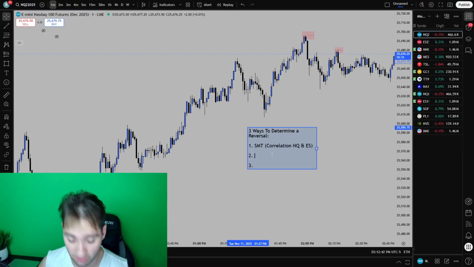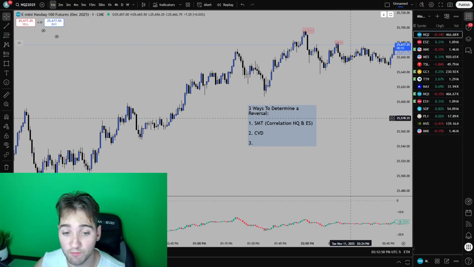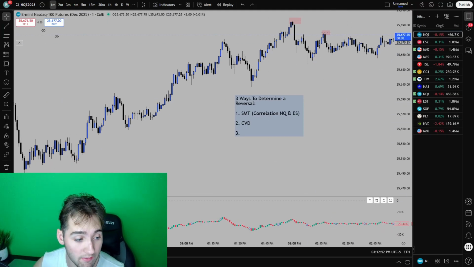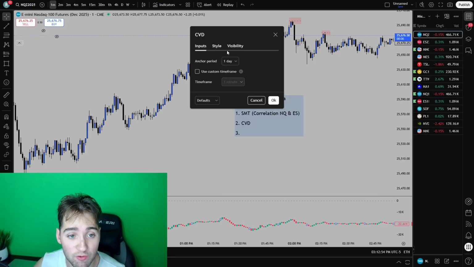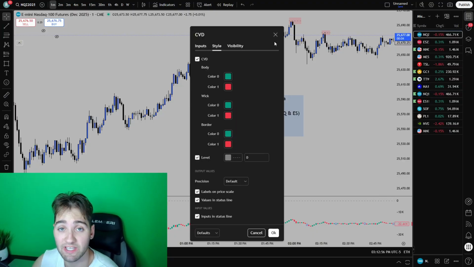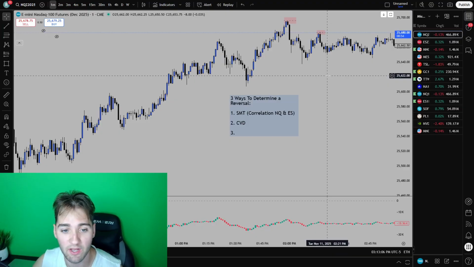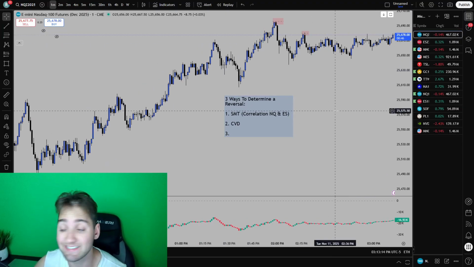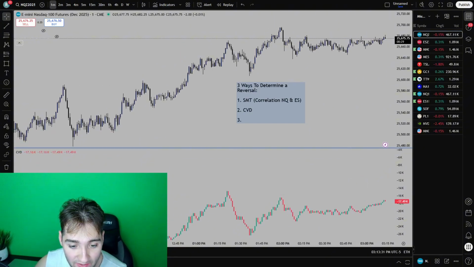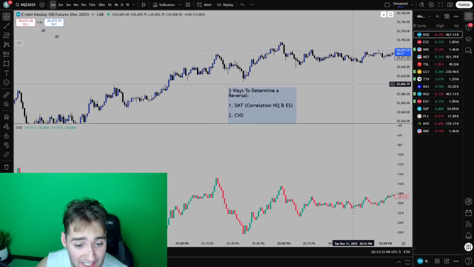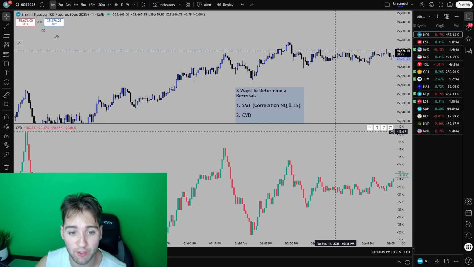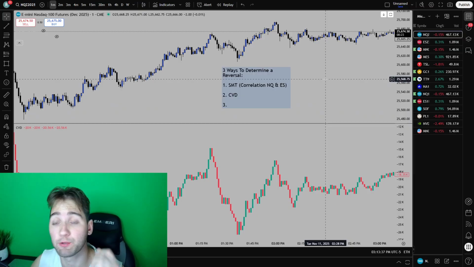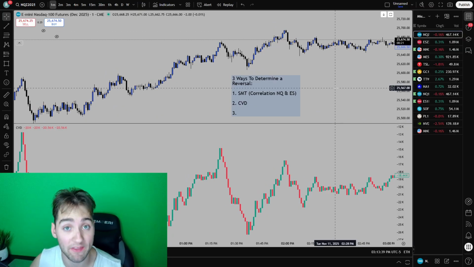My favorite is called a CVD. If we simply slap this tool on, this is a CVD tool. It stands for cumulative volume delta, but it's called CVD. Not a DVD, a CVD. We have this that came up on the chart. What does this tell you? This is another way to identify a reversal in the markets, and I use this within my strategy.